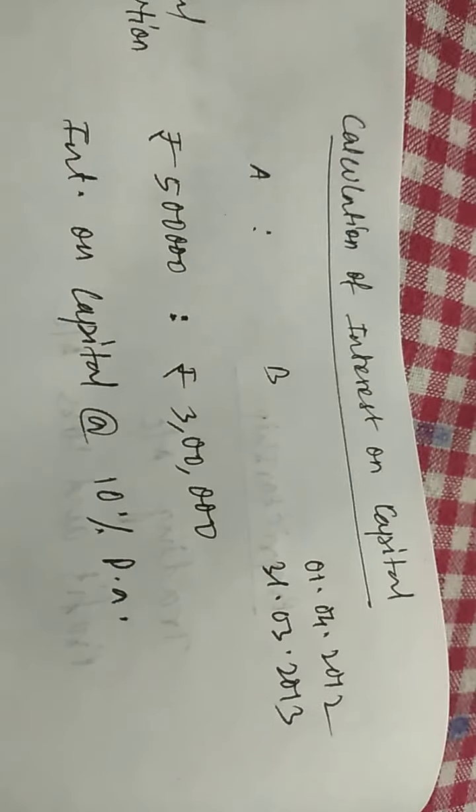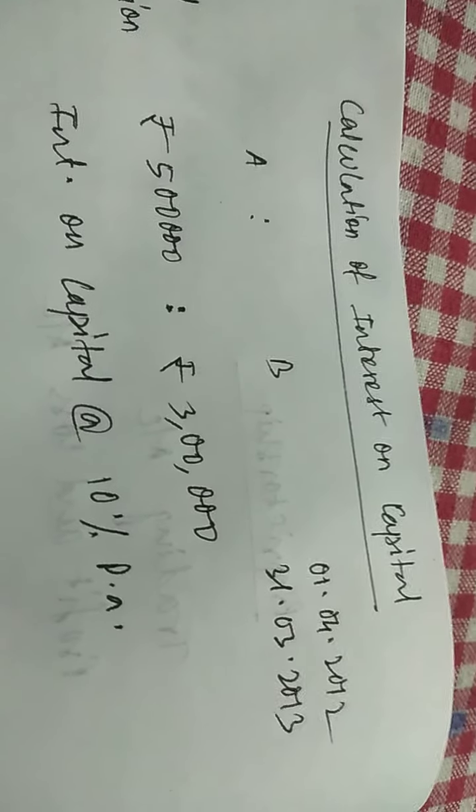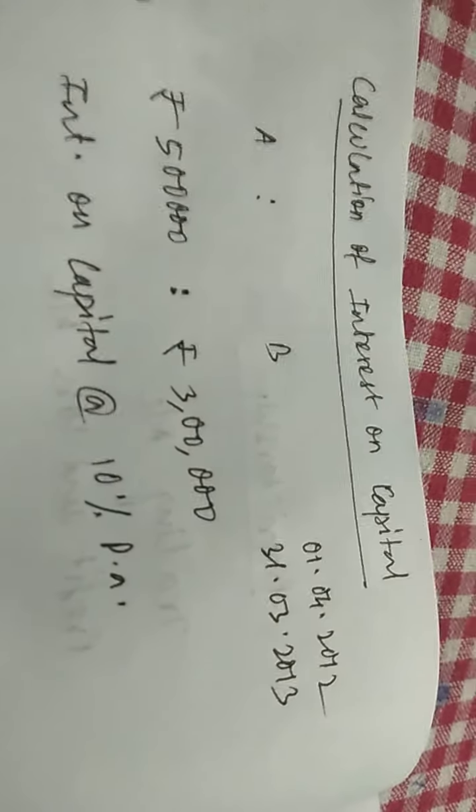Today we'll read about calculation of interest on capital. In the last class I told you about the P&L appropriation account and partners' capital account. There you have seen that in the P&L appropriation account, on the debit side, we write interest on capital. So let us first see how we calculate such interest on capital.